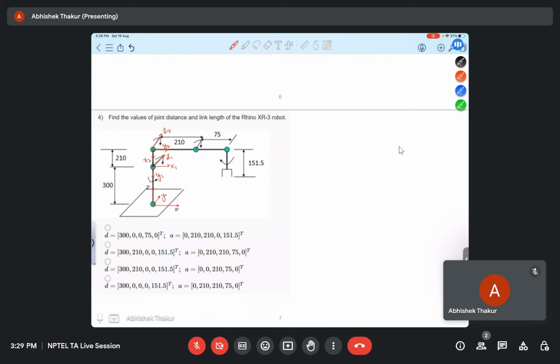Similarly, this is our z3, and this is our x3, and this is our y3. And again, now this time this is our z4. So the perpendicular to this will be x4, and this is our y4. Okay.